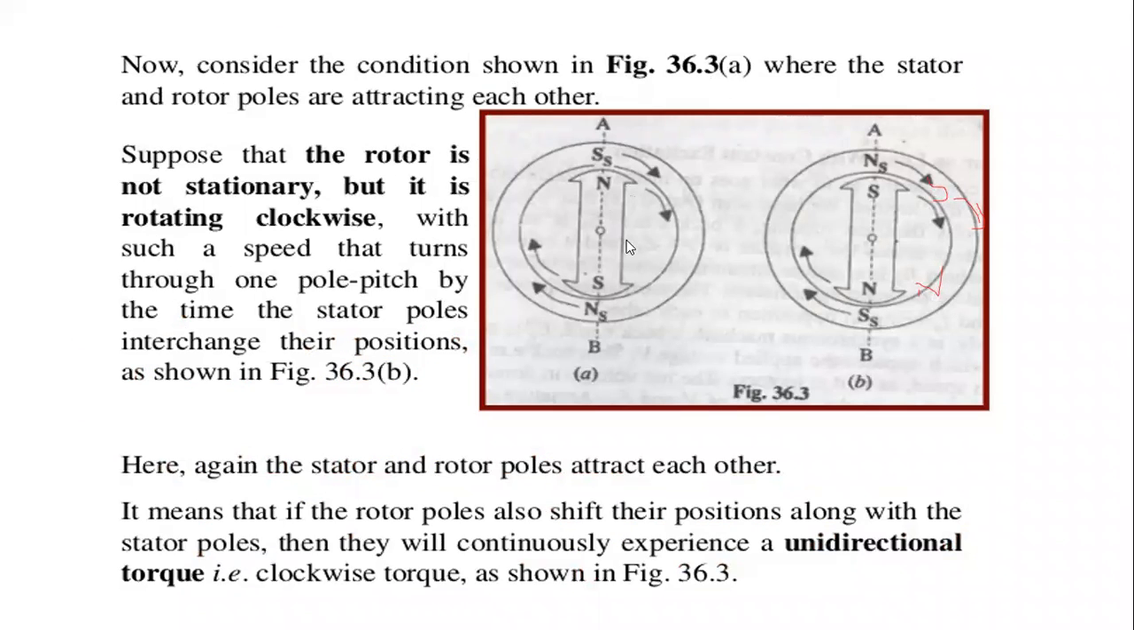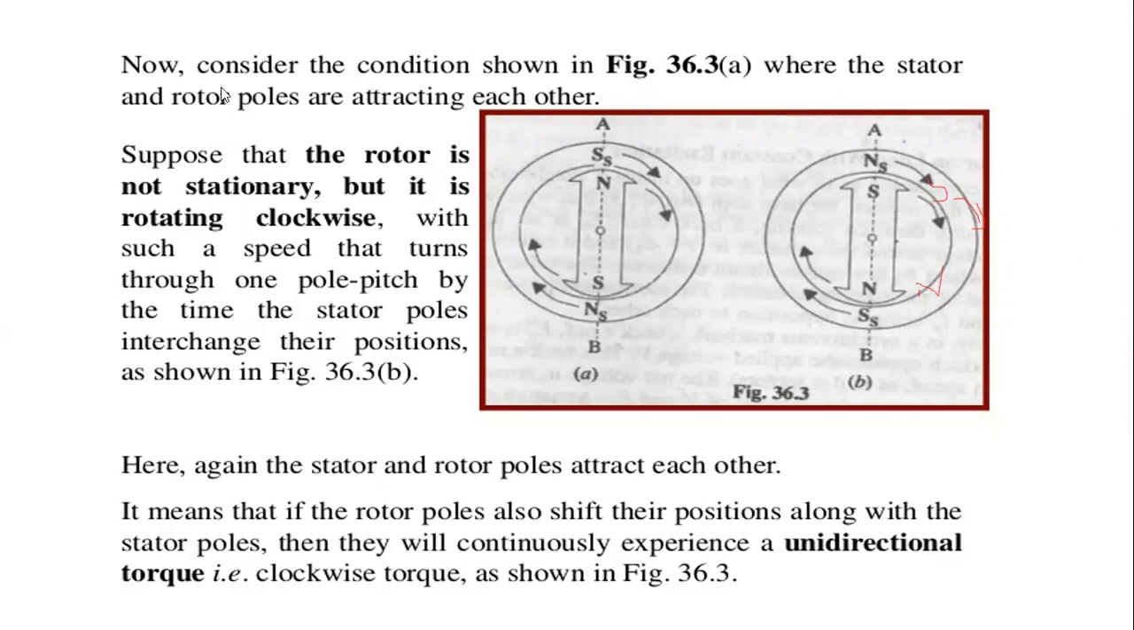Now consider the condition shown in the figure. This is when we are observing the two conditions, in that case N and S, and S and N. Therefore the north pole and the south pole are attracted to each other, and then it rotates in the clockwise direction. In this case the stator poles are changed.